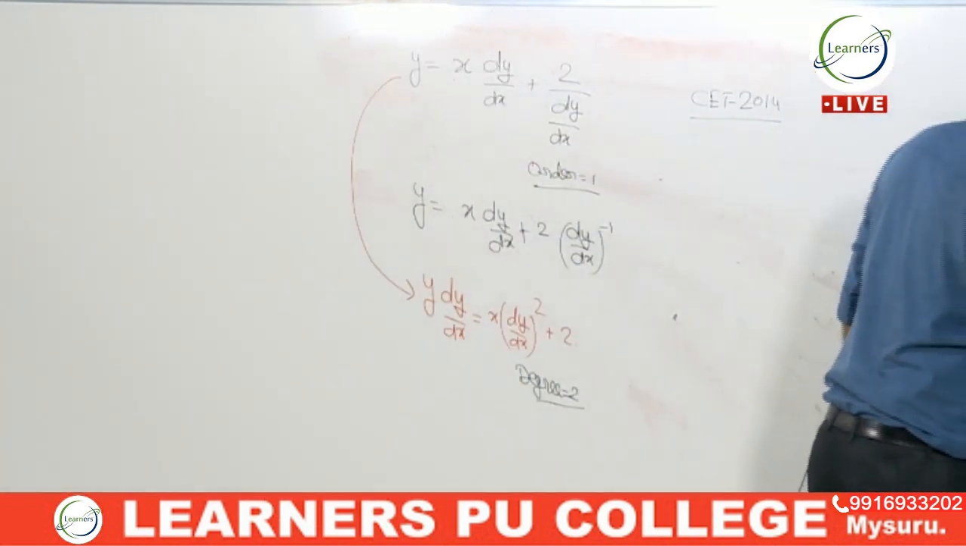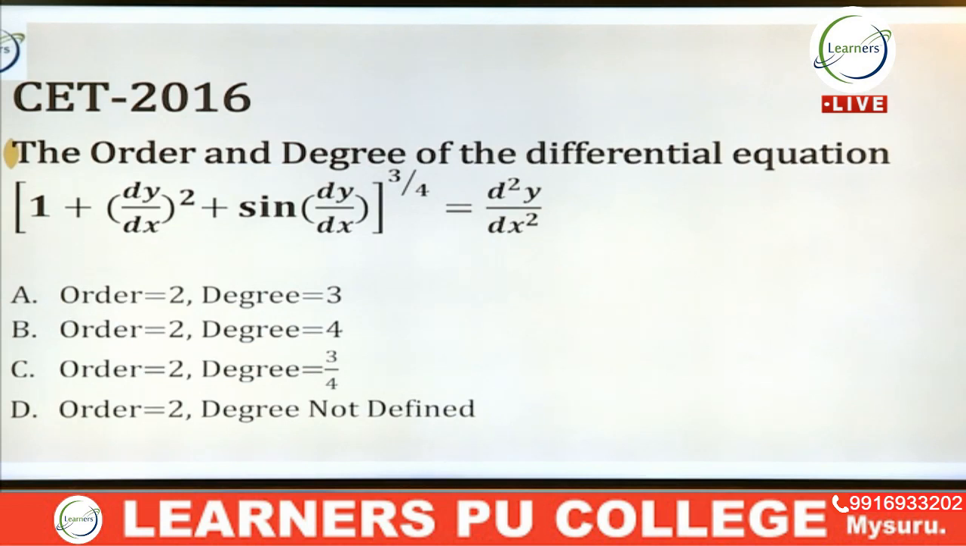Now I will take another example. You will see on the screen the next example on order and degree. Another example they have asked in CET 2016 on the order and degree of a differential equation. This is the differential equation: 1 plus (dy upon dx) whole square plus sine (dy upon dx) power 3 by 4 is equal to d square y upon dx square. This problem was asked in CET 2016.